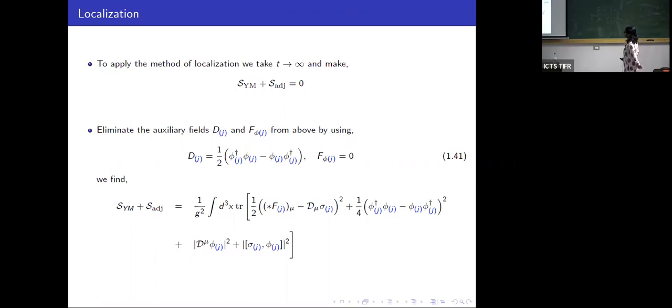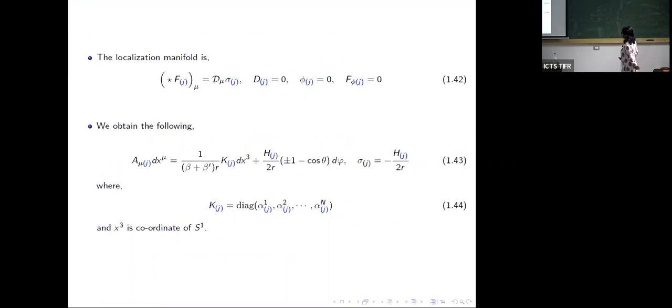So for that, we first eliminate the auxiliary fields in the deformation action and write it as a sum of squares, so that equating it to 0 is easier. By equating it to 0, we find equation 1.42, which is called the localization manifold. And it suggests that we can choose a gauge field ansatz as equation 1.43, as well as turn on an additional adjoint scalar field sigma as follows. And this provides the localization manifold. Now we want to do a path integral in this background.